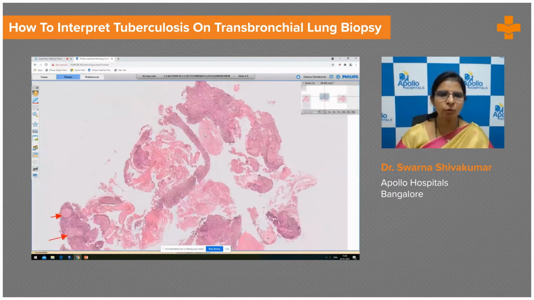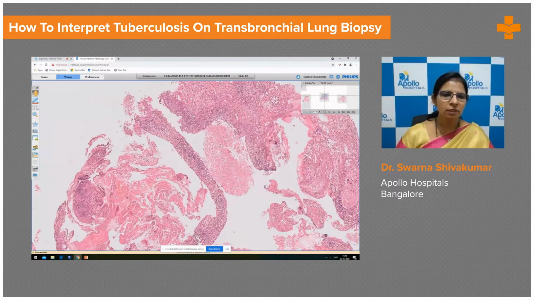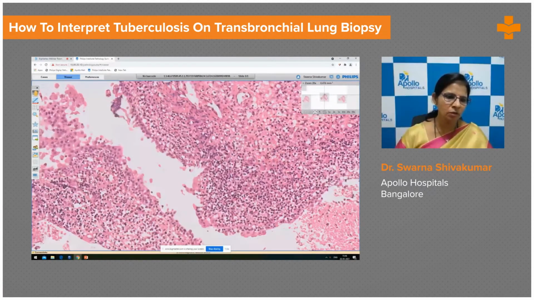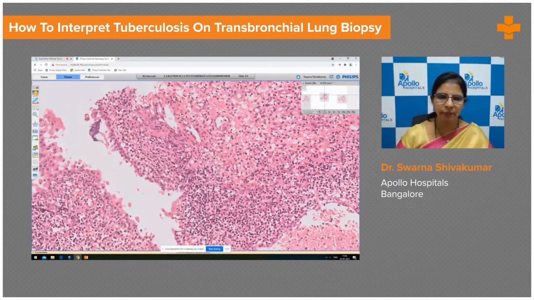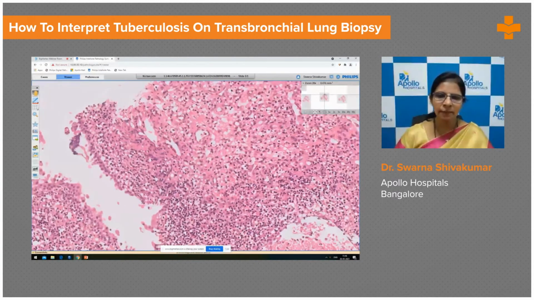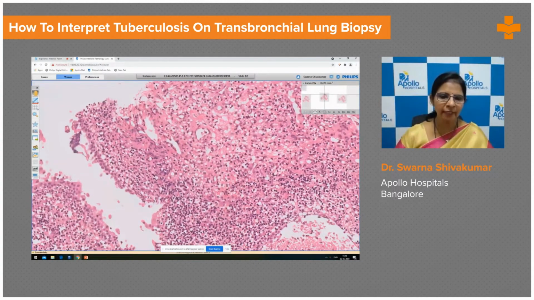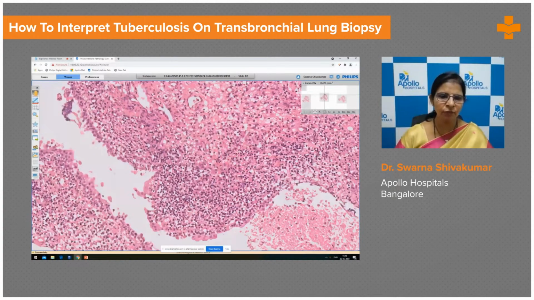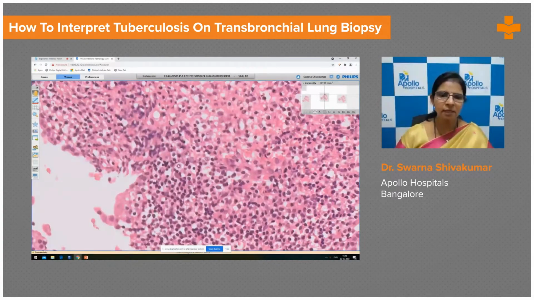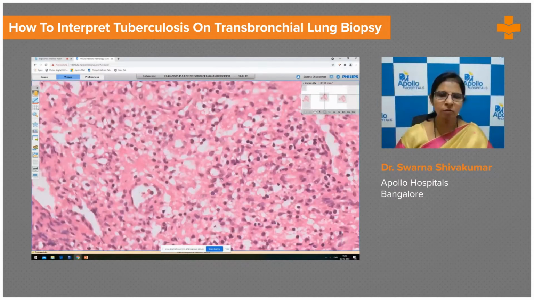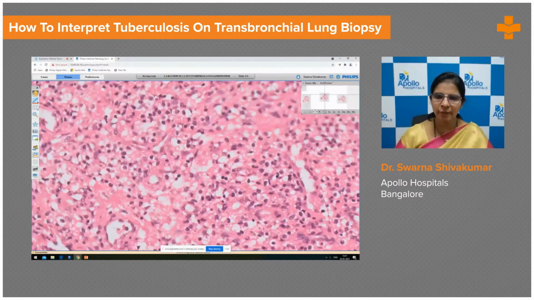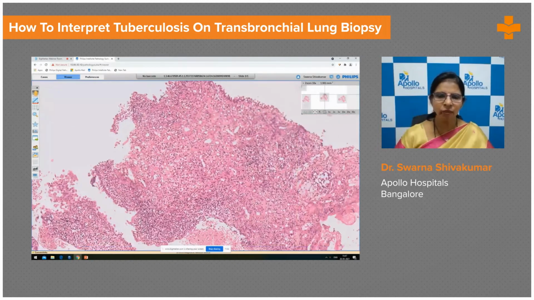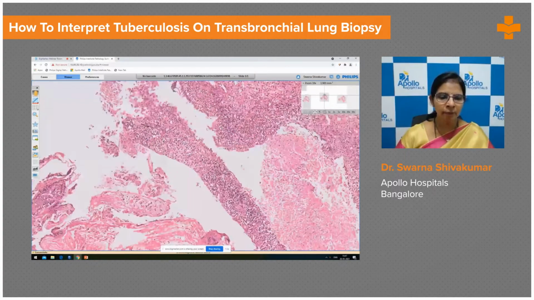Now let us move on to higher resolution. This is the bronchial wall. See here, it is lined by respiratory epithelium. Here also the bronchial wall is lined by respiratory epithelium. But the pathology is seen in the subepithelial connective tissue. This entire subepithelial connective tissue shows chronic granulation tissue with plenty of lymphocytes, few plasma cells, and plenty of macrophages along with fibroblasts with neovascularization. So there is a chronic granulation tissue which is causing the thickening of the entire bronchial wall.